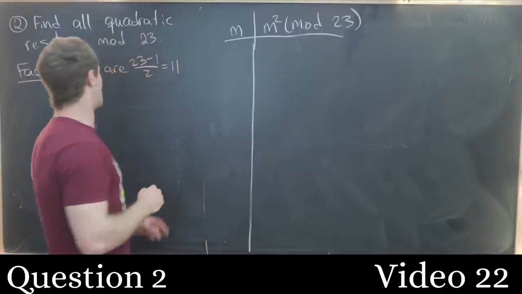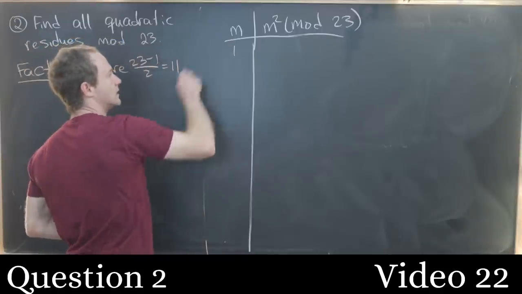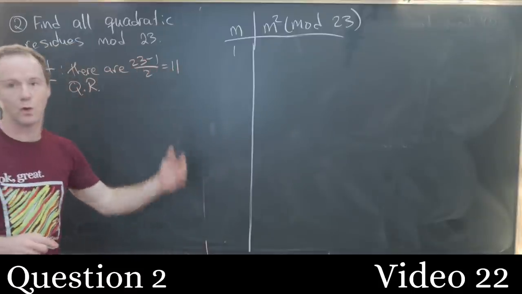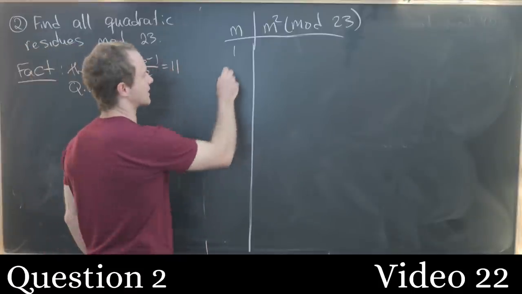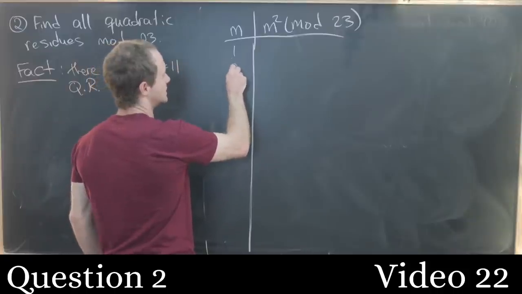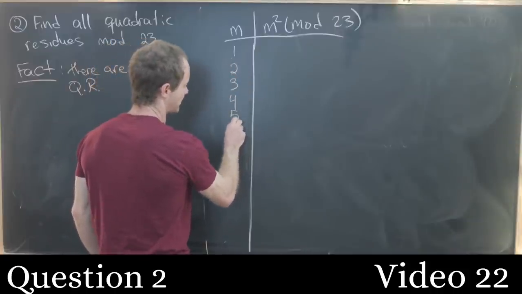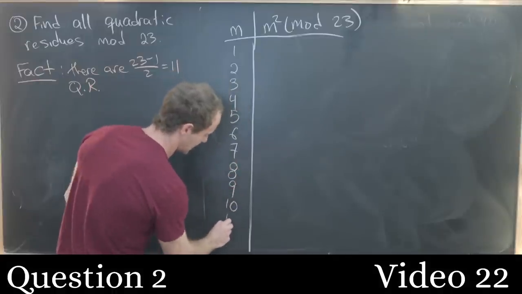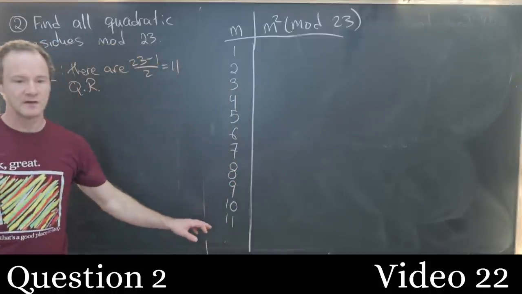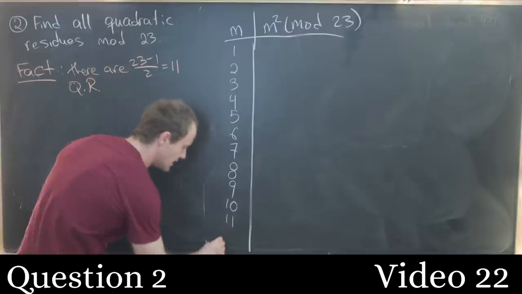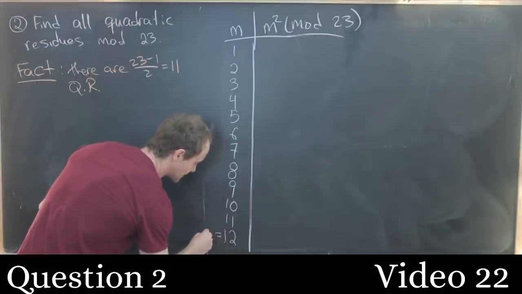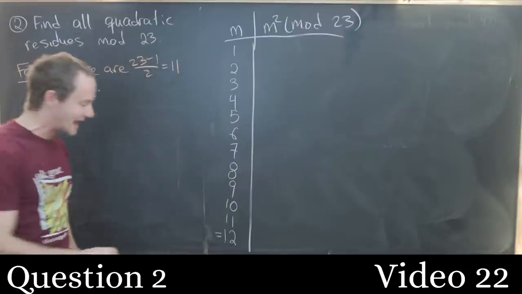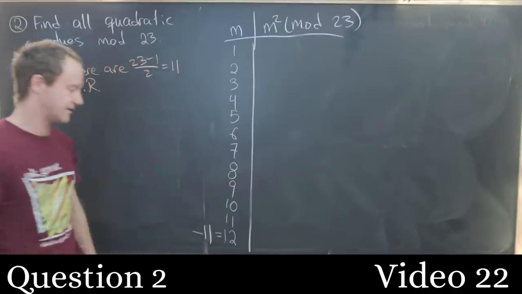So the numbers that we're looking for will be everything relatively prime to 23. So that's just 1 to 22. Then we have to square each of those. So here we've got 1, 2, 3, 4, 5, 6, 7, 8, 9, 10, 11. And you might be worried because we're running out of room, but the next one is 12, and 12 is equal to, let's see, negative 11 mod 23.